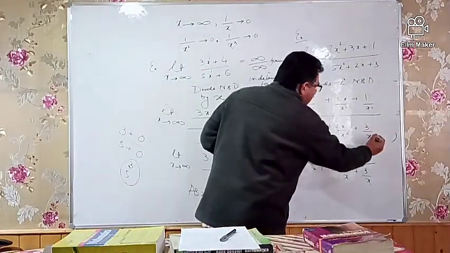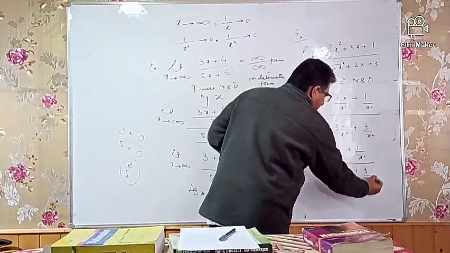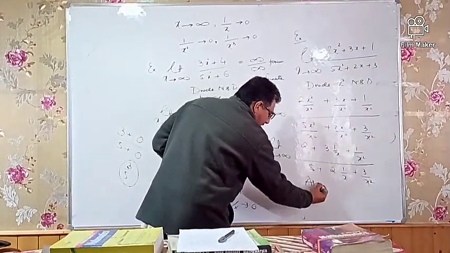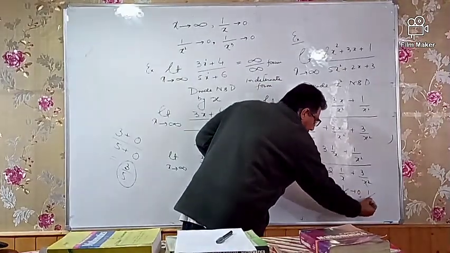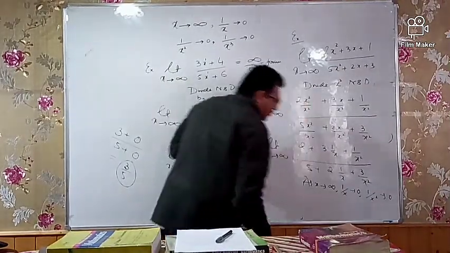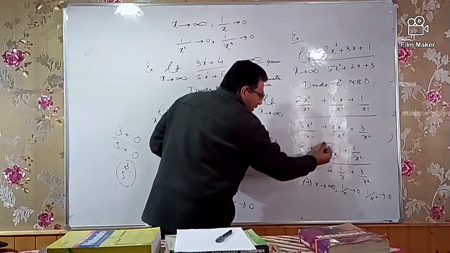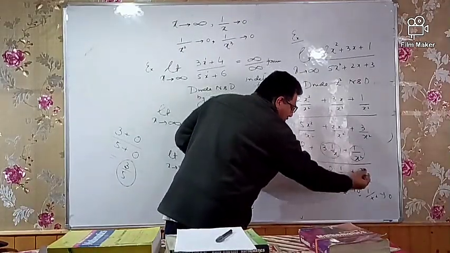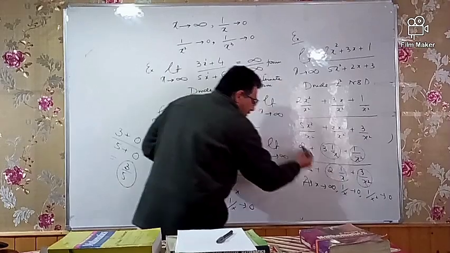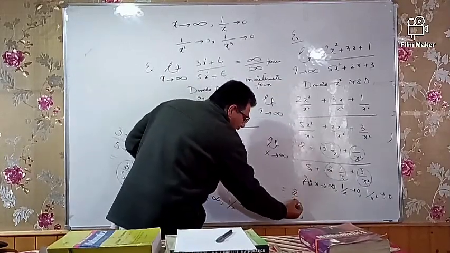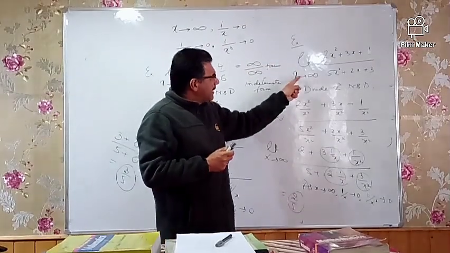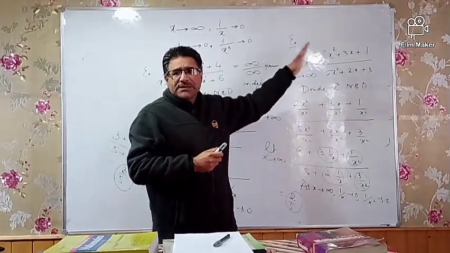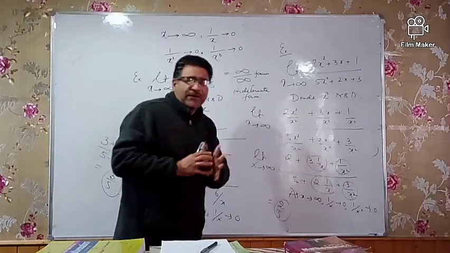So 1 by x and 1 by x square will tend to 0. As x tends to infinity, 1 by x will tend to 0 and 1 by x square will also tend to 0. So this will go to 0, this will also go to 0, this will also go to 0. Your answer is 2 divided by 5. So that means the limit of this function, when x tends to infinity, will be equal to 2 divided by 5.